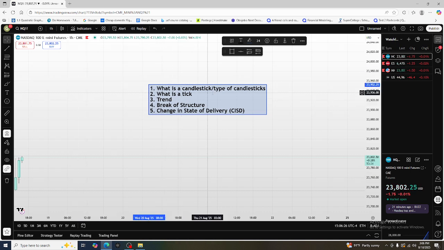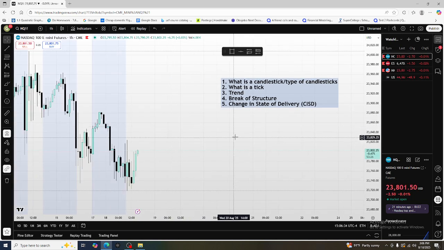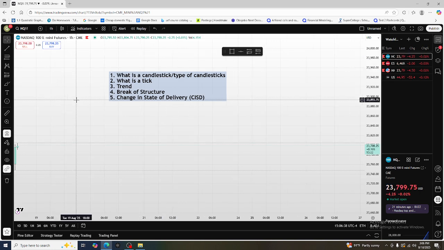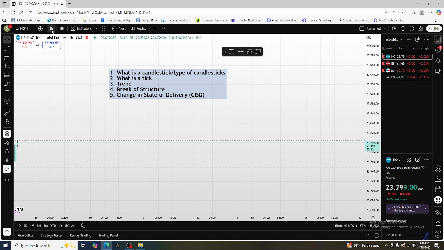We're going to be talking about what is a candlestick and types of candlesticks, what's a tick, what's a trend, break of structure, and change of state of delivery. First, what is a candlestick. This video is just going to be very basic. This is for people who've basically never seen a chart before. But yeah, let's get into it.